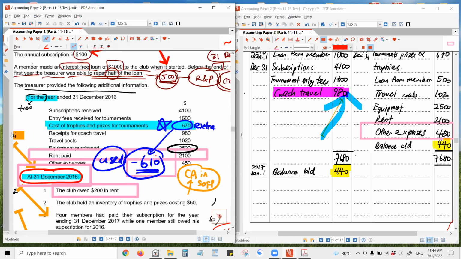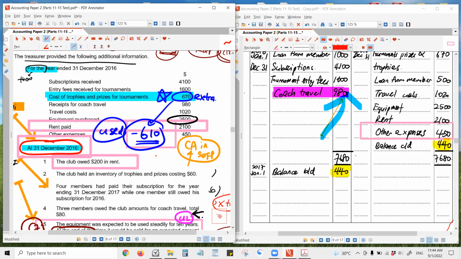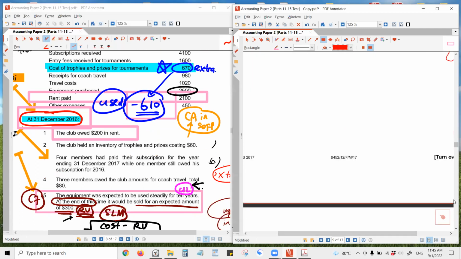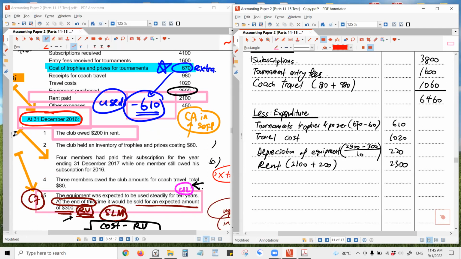Nothing else. Okay. If you see the additional info, there's no other number that is talking about the other expenses. That means for other expenses, you have not overpaid, you have not underpaid, you have paid the exact amount that you should pay. You can just pick up this 450. So you write down 450.